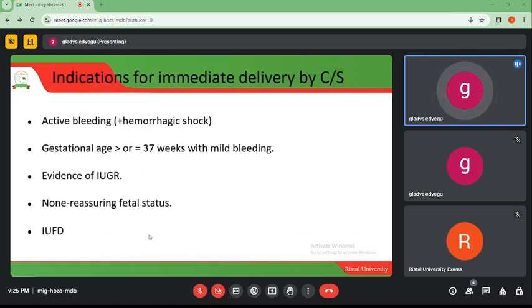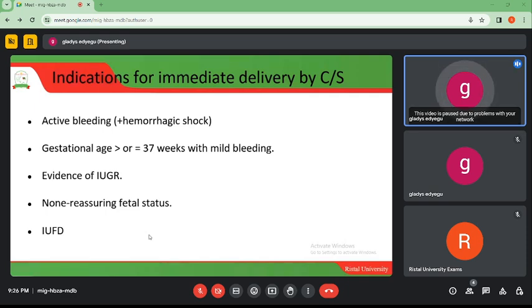So indications for immediate delivery by C-section is where we were, and I said active bleeding plus hemorrhagic shock is where we can do immediate delivery by C-section. Gestational age, when it is more than or equal to 37 weeks with mild bleeding, we also do emergency cesarean section. Then evidence of IUGR. I said IUGR is intrauterine growth restriction. The babies may not be growing well because they are deprived of nutrients and they end up being small for gestational age, and they may die. So this can also put the baby at risk, so we can do immediate delivery by C-section if there is bleeding.